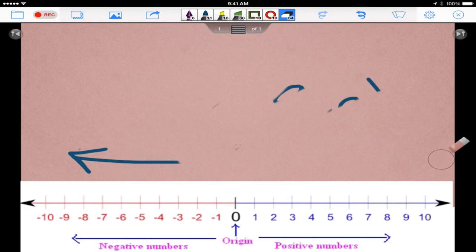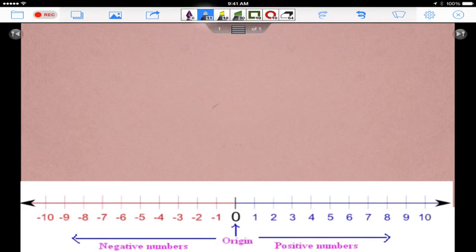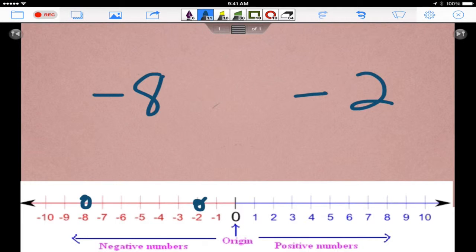When I look at the number line, a number that is further to the right is going to be bigger than a number further to the left. So here's an example. If I have negative 8 and negative 2, here's negative 8, here's negative 2. Since negative 8 is to the left of negative 2, negative 8 is smaller than negative 2. Negative 2 is bigger. You could say negative 2 is to the right of negative 8, which means that negative 2 is bigger than negative 8.